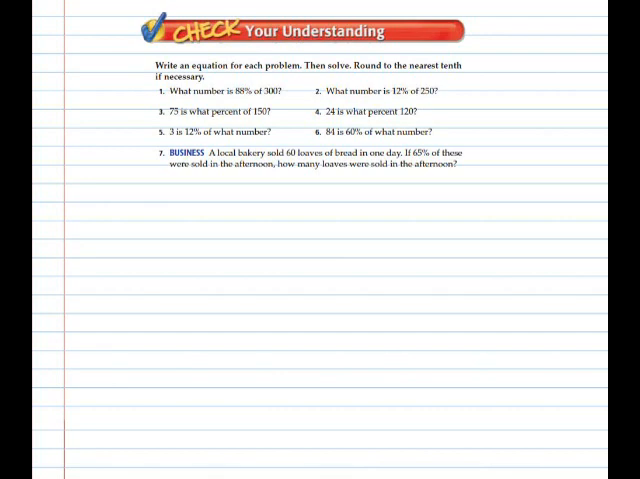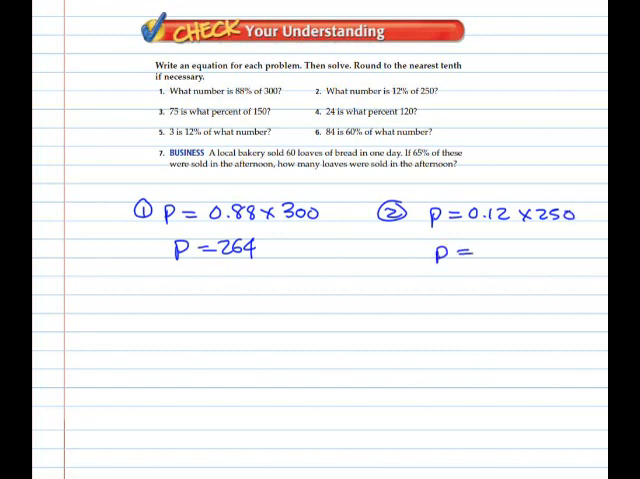Example 1. What number is 88% of 300? So we're looking for the part in number 1. So P equals 0.88 times 300. P, the part, equals 264. Number 2. Again, looking for the part. The part equals 12%, 0.12 times 250. The part equals 30.